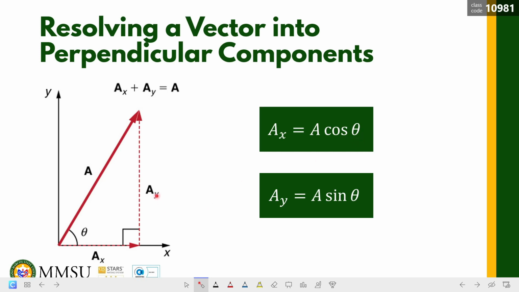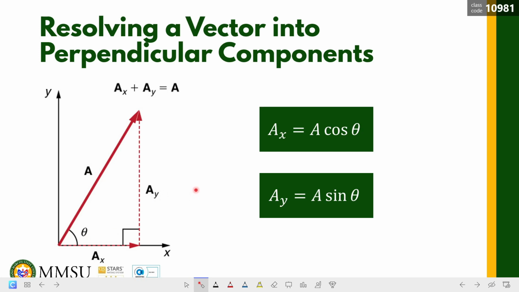The same is true for A sub y. Ang gagamitin lang natin is sine theta is opposite over hypotenuse. So, A sub y is equal to A times sine theta. So, ito lang yung mga formulas na gagamitin natin. Although, you don't need to memorize. Kapag nakita mo na lang yung figure, use SOHCAHTOA to come up with the components. Di ba? So, ganun. Kapag given tayo ng vector, we can resolve the vector into each perpendicular components.